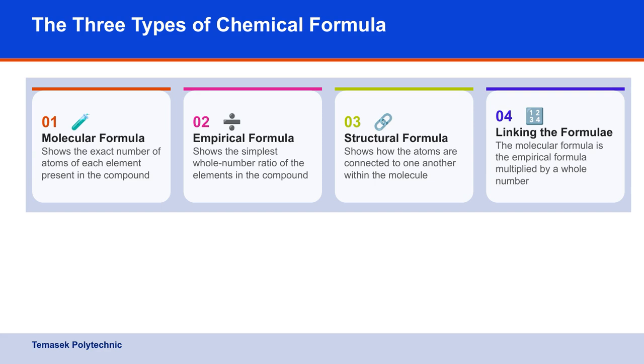Now, let us look at the 3 types of chemical formula, because in stoichiometry, you will encounter all of them and need to know the difference. The molecular formula tells you the exact count of each atom in one molecule. For example, glucose has 6 carbons, 12 hydrogens, and 6 oxygens. The empirical formula strips that down to the simplest whole number ratio. Glucose and formaldehyde share the same empirical formula, even though they are completely different compounds.